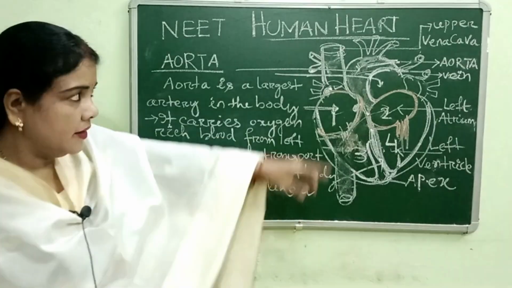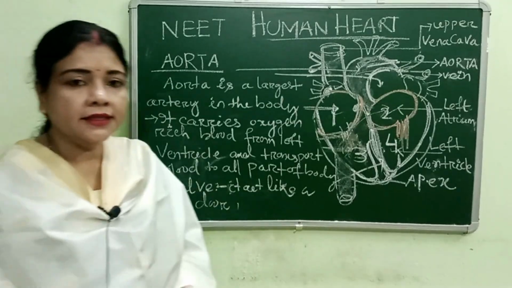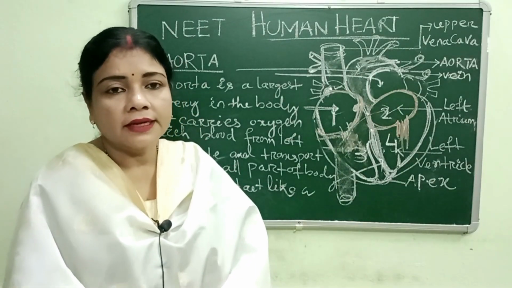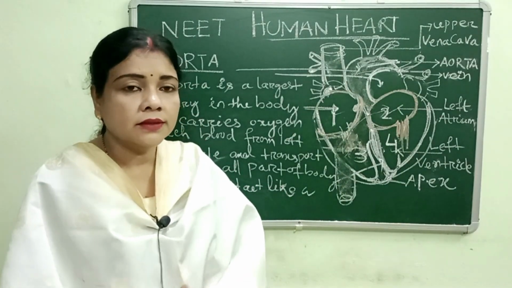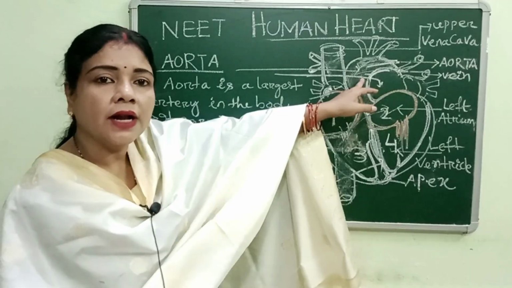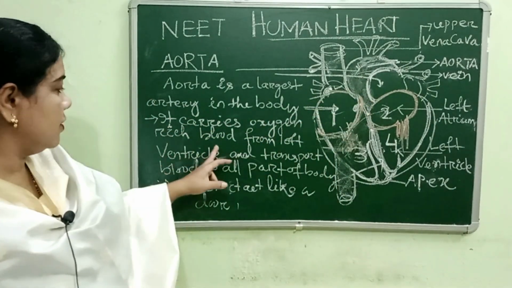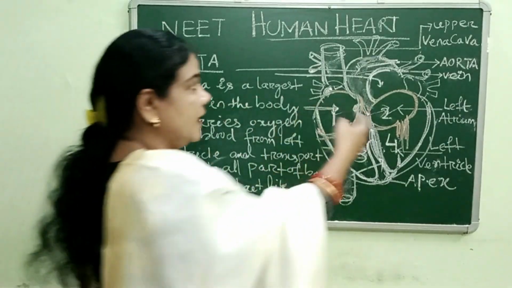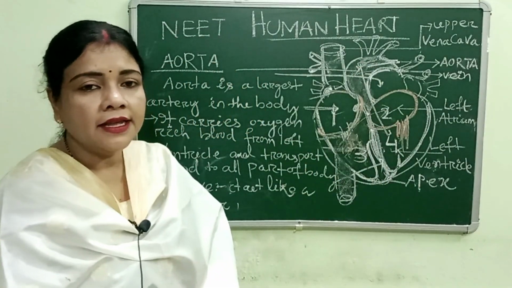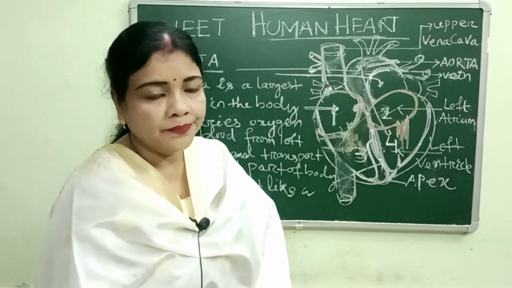Now, this is our aorta. The aorta is the largest artery. Arteries are small blood vessels. So it is the largest artery in our heart, which carries oxygen-rich blood from the ventricle. It collects the oxygen-rich blood from the left ventricle and distributes that oxygenated blood to every part of the body.